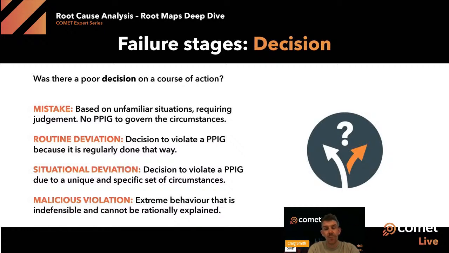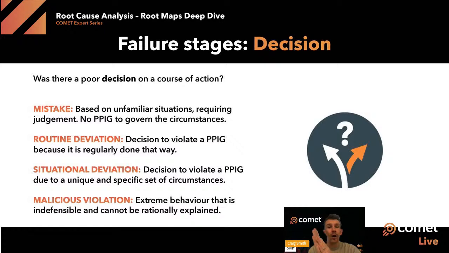And that's different, but similar, to situational deviation. So again, are we seeing decisions to violate a PPIG due to a unique or specific set of circumstances? Due to an individual situation that we were in, we decide to do it this way. It might be leadership. It might be that certain supervisors or managers are more strict on following procedure than others. So depending on the shift that you're on or who you're working for, we have a different way of going about things. Therefore, we're not consistent. And of course, that's a dangerous place to be in as well.